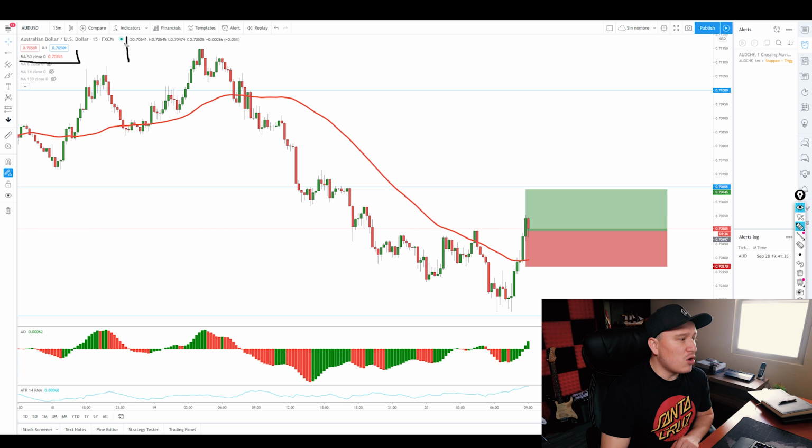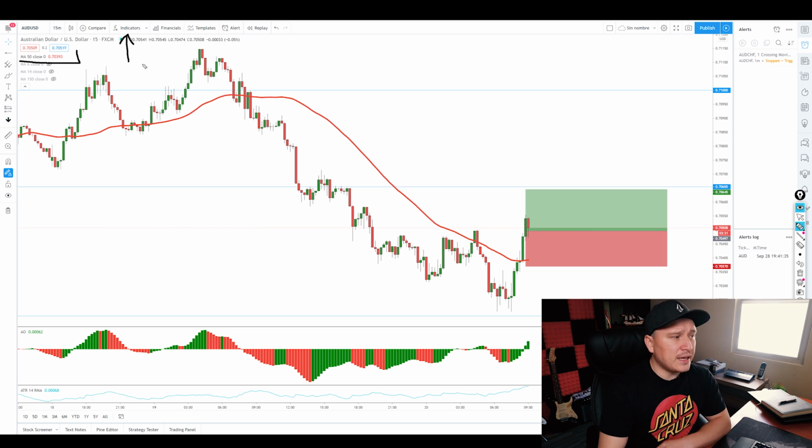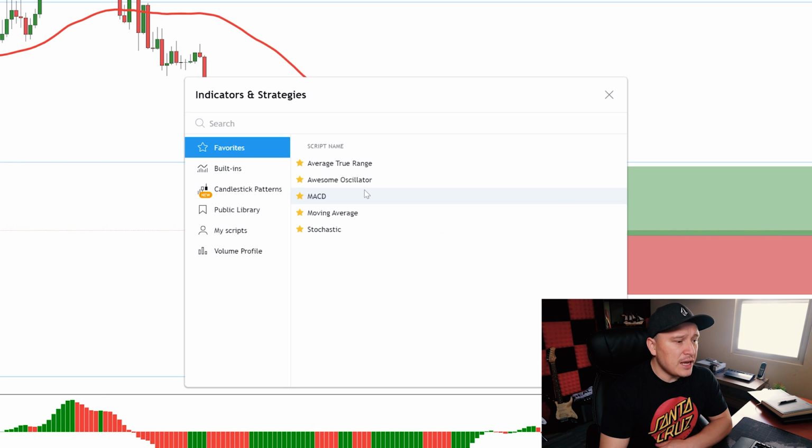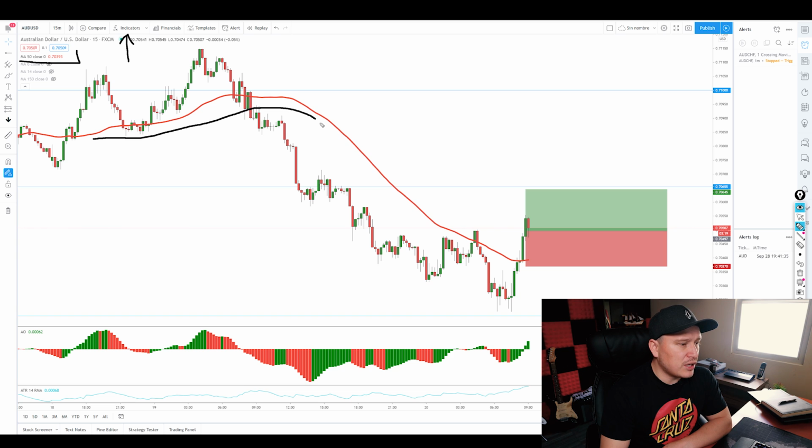There's a menu called indicators right here on the TradingView account, and you can go ahead and choose the indicator right there. You just click on it and you find it. It's just moving average, right? Moving average, not exponential moving average.